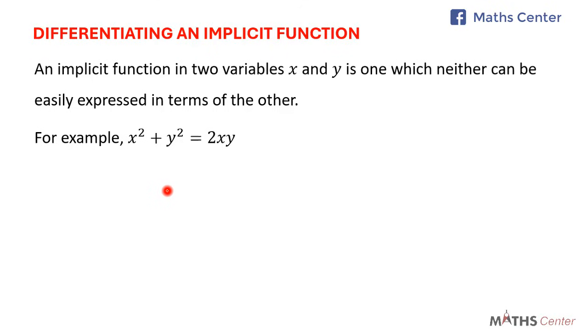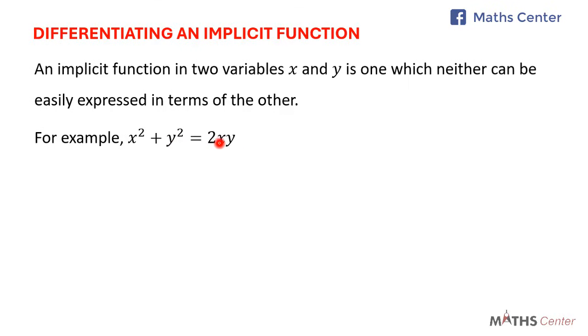Differentiating an implicit function is quite similar to what we have already studied. There are some few things that you need to take note of though. One of them is that we are going to differentiate each term in the equation. So if we consider the example here, we have x squared plus y squared is equal to 2xy. We will differentiate each term. So you differentiate x squared, you differentiate y squared, and then we differentiate 2xy.